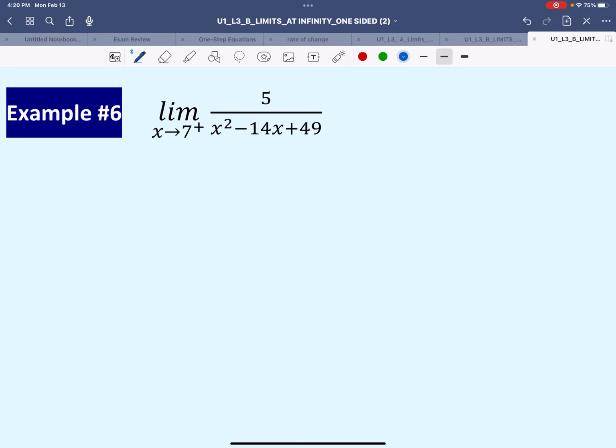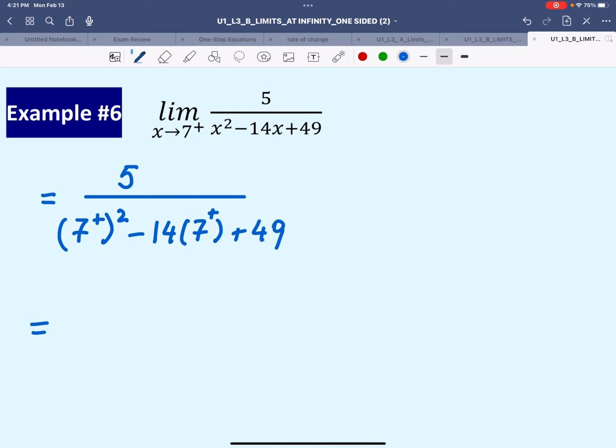We have the limit as x approaches 7 plus of 5 over x squared minus 14x plus 49. So again, I'm going to try direct substituting, substituting x with 7 plus. So we have 7 plus to the power of 2 minus 14 times 7 plus, and then plus 49. Okay, so I'm feeling very optimistic here. I don't know about you. Here we go. We have a 49 here, and it will be 49 plus, because imagine it is 7 point something squared.